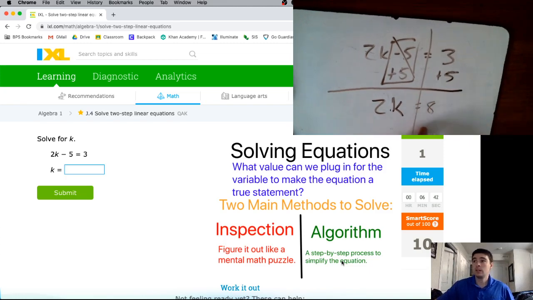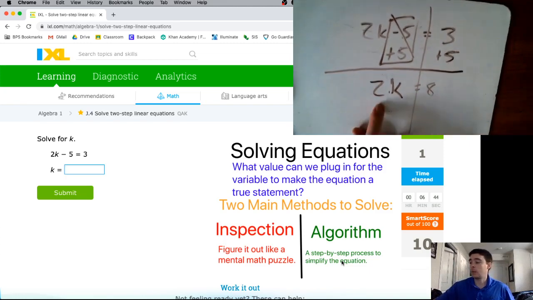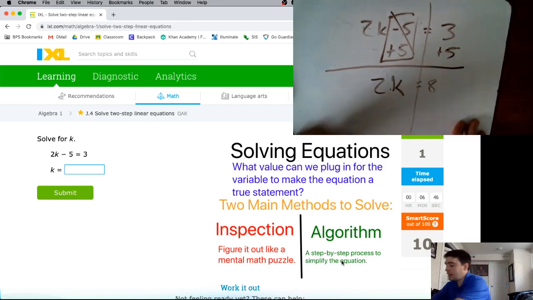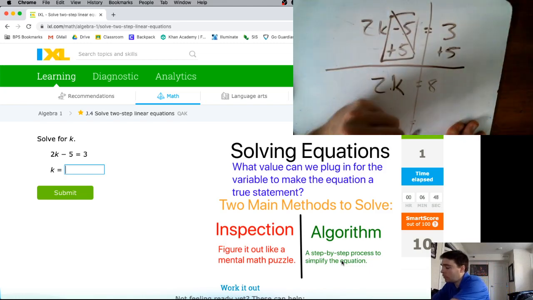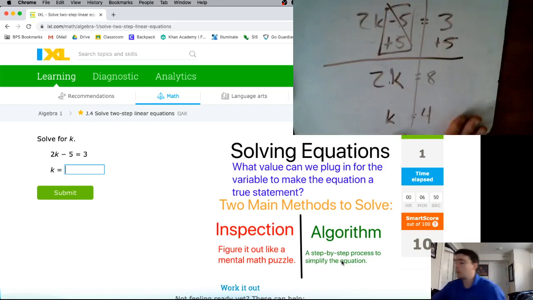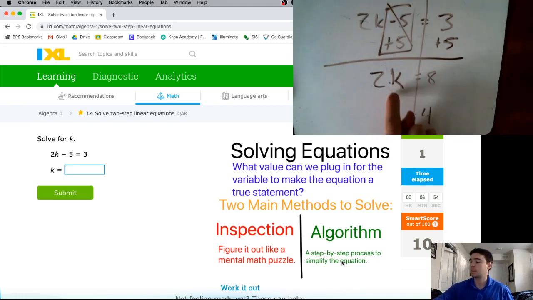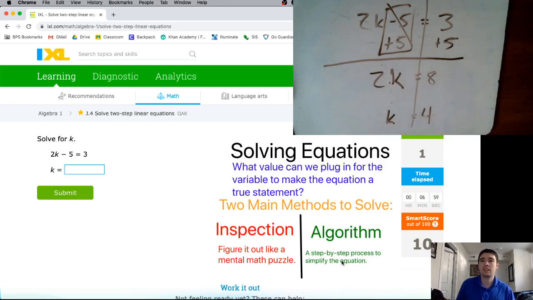So 2k is equal to 8. What number times 2 gives us 8? I know that number already off the top of my head. I know 4 times 2 would give me 8. So I'm not going to divide both sides of my equation by 2 here. I'm going to skip that last step, solve this by mental math or inspection, and realize k has to be equal to 4.